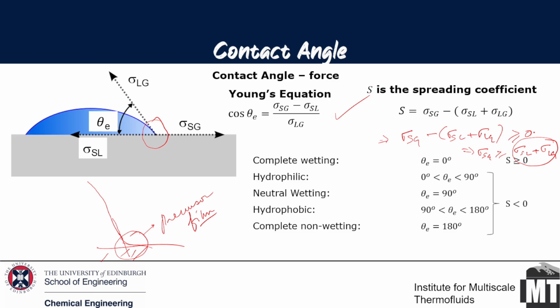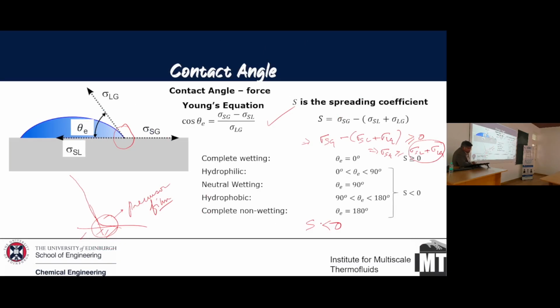Now, the other thing you can look at is that in reality you never have complete wetting. You will always have partial wetting. So in the case of partial wetting, typically S is not greater than or equal to 0. In fact, S is less than 0. Simply, this means sigma Sg minus sigma Sl plus sigma Lg is less than 0, so sigma Sg is less than sigma Sl plus sigma Lg.